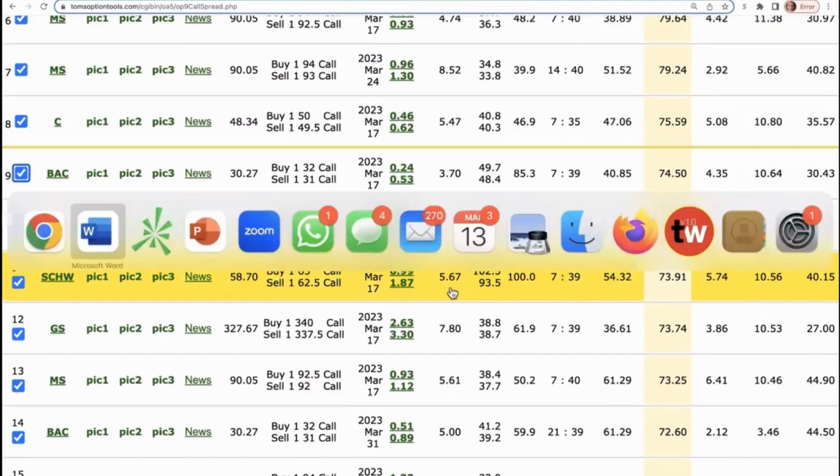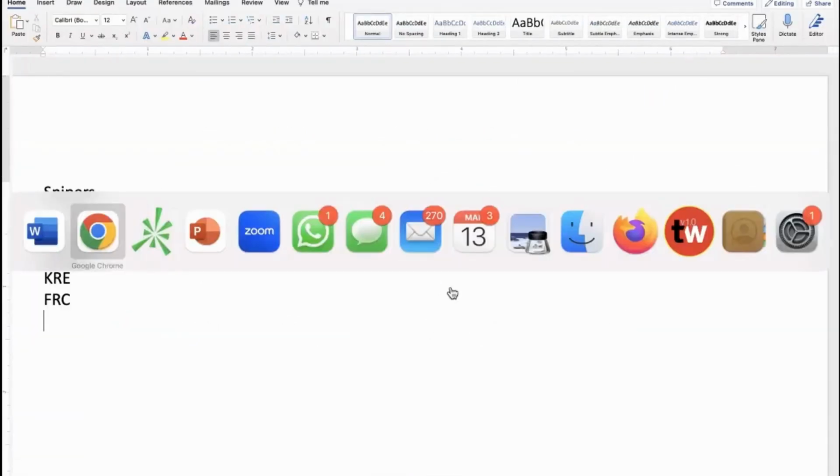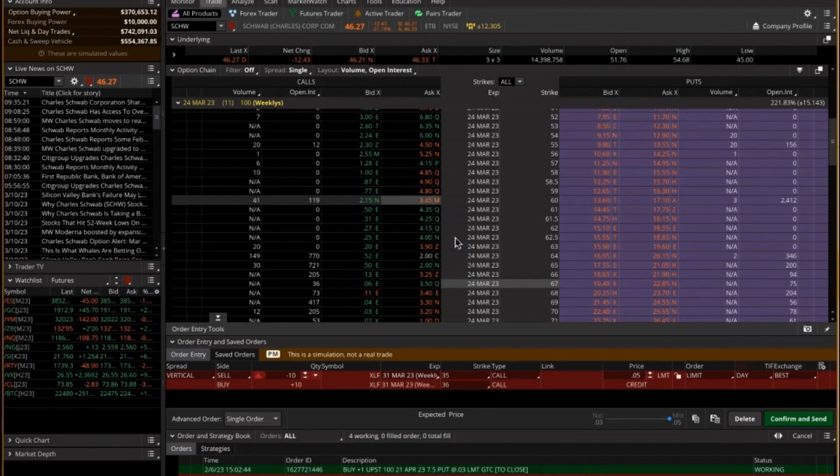Currently, though, the slippage is nuts. The slippage is gargantuan. It's getting better. See, it's getting better. 215 by 345. So we want to wait for this to get a little more normal before we hop in. So there's Schwab. Let's take a look at the KRE.